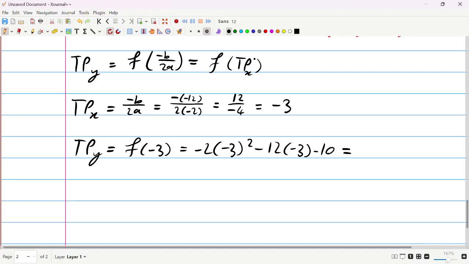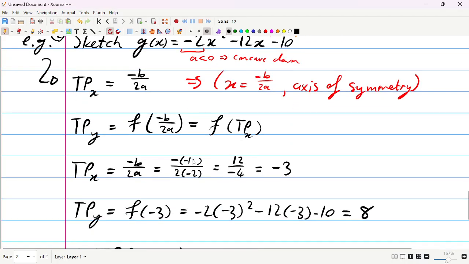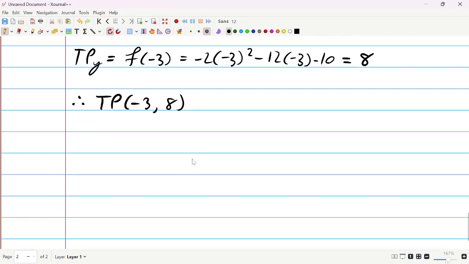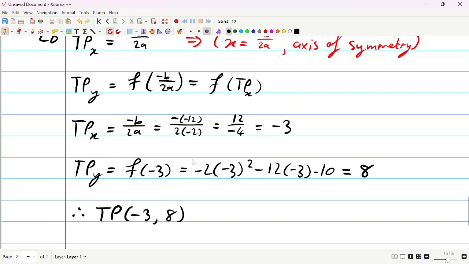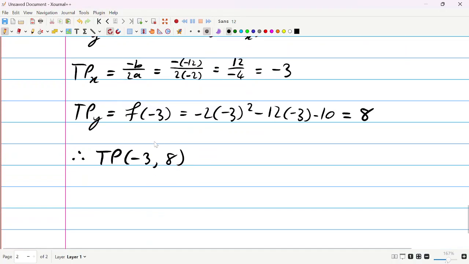And we should get 8 if we do solve for this. So therefore, we can say that our turning point has coordinates negative 3 and 8. Okay. So there's our turning point. It's so easy to find the turning point here. There is another method, but I think this is just a better method to use.